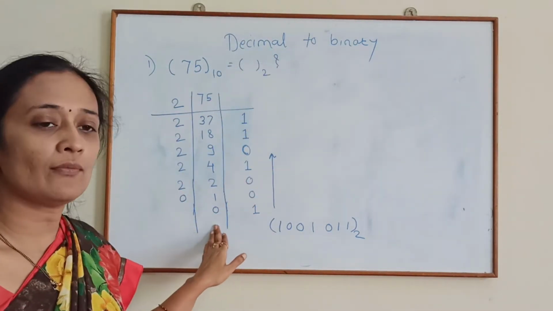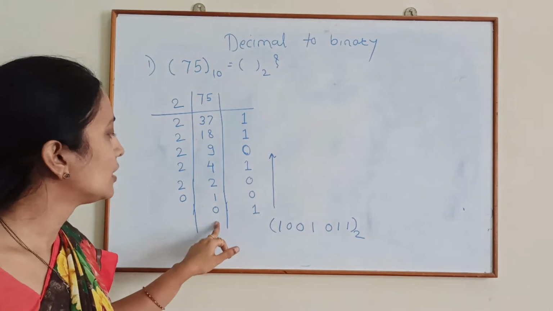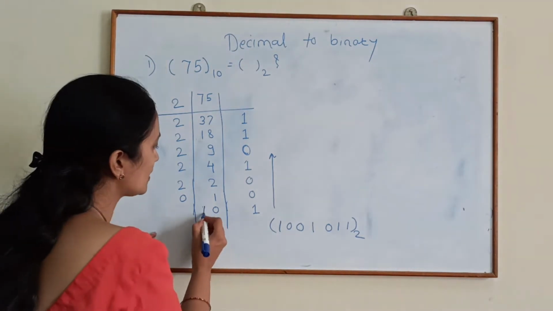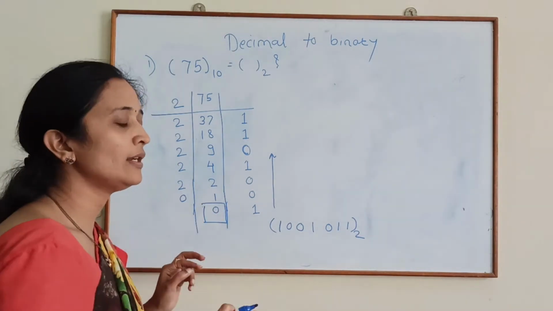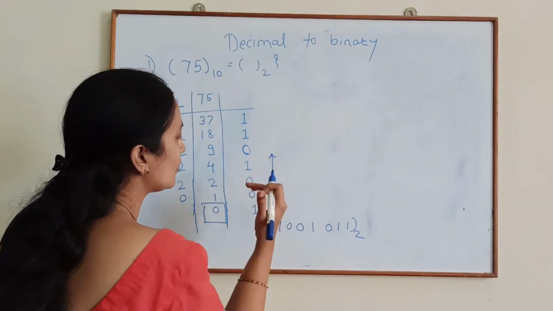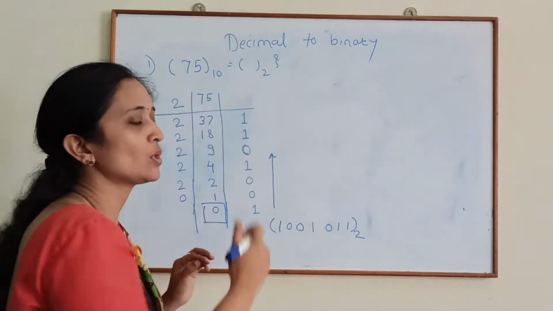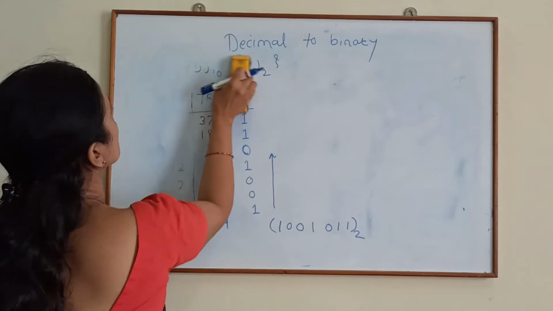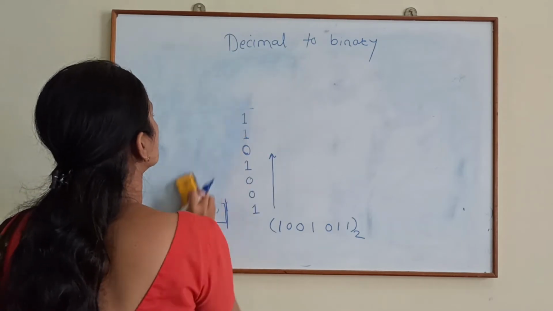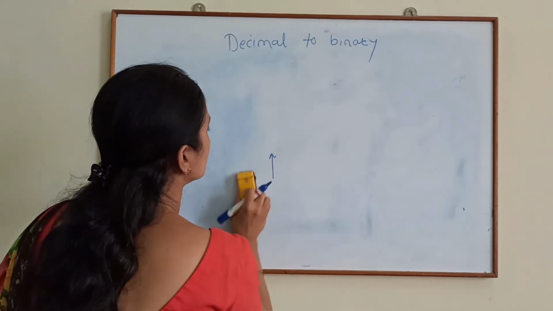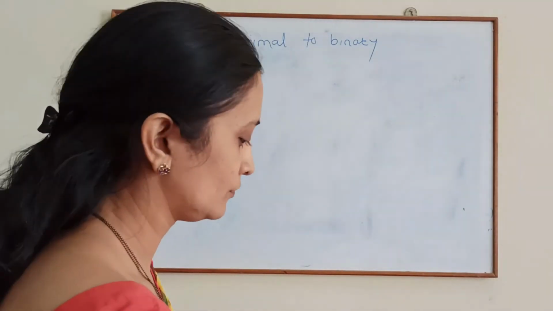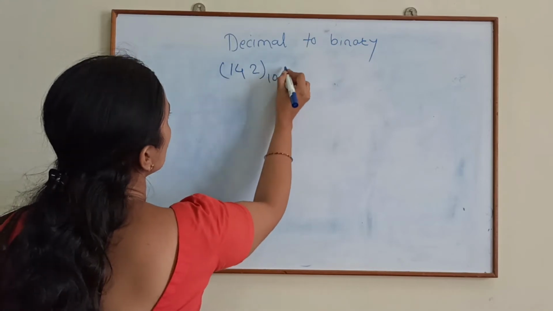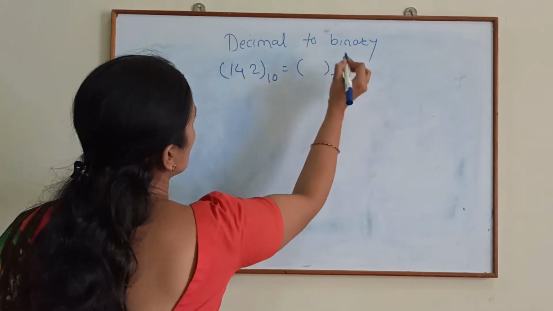Up to what point do we have to divide the number by 2? Here the quotient is equal to 0. Wherever you get the quotient equal to 0, we have to stop the division and write the binary number from down to up. One more example we will take. Number 142. This is a decimal number and we have to convert this into binary.